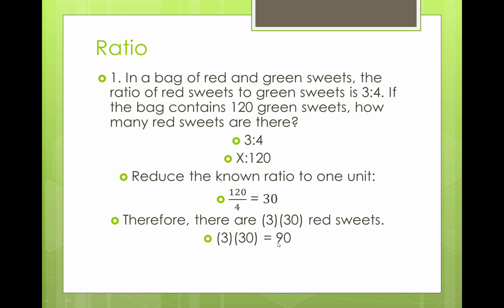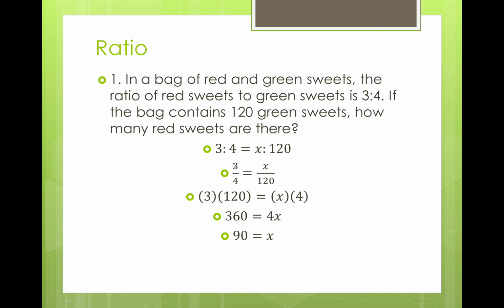So 3:4 equals x is to 120. As we know, the 3:4 is also in the form of fraction. 3/4 equals x is to 120 can be written as x over 120, by multiplying 4 on one side and 120 on the other side.